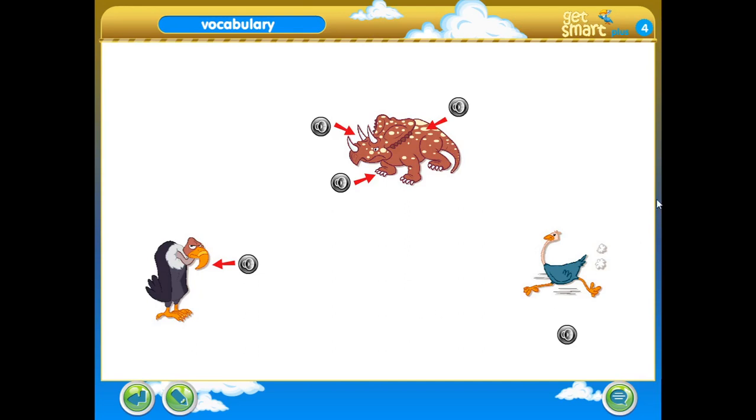Okay class, look at these three pictures here. Do you know how to use English to express, for example, this bird or this part of the dinosaurs? Okay, let us learn now. I want you to read after the teacher. Ready?